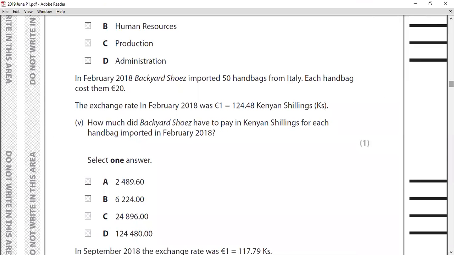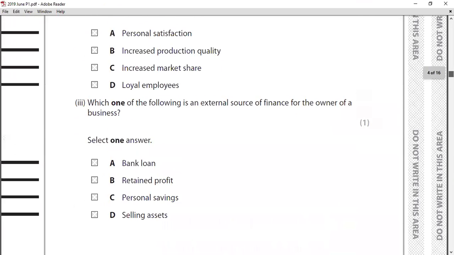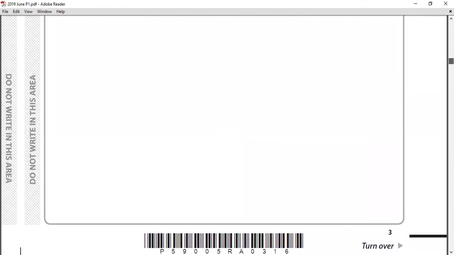The marking scheme will be available in our Google Classroom. Then you can go and check whether your answers were correct or not.